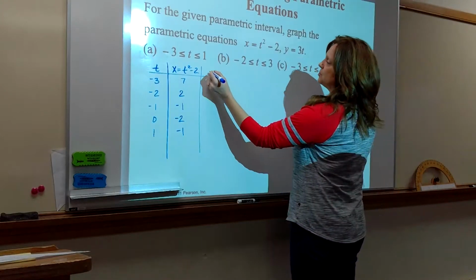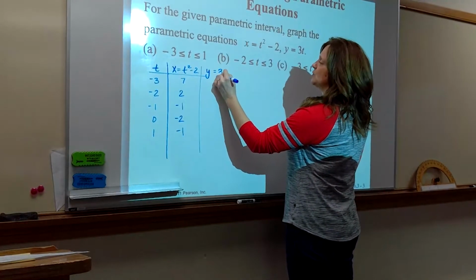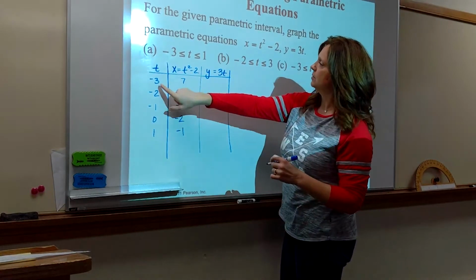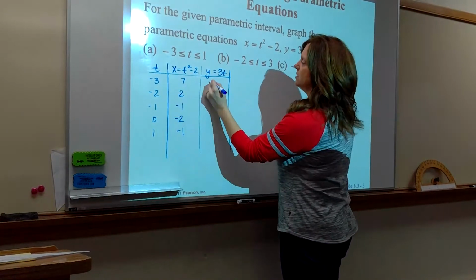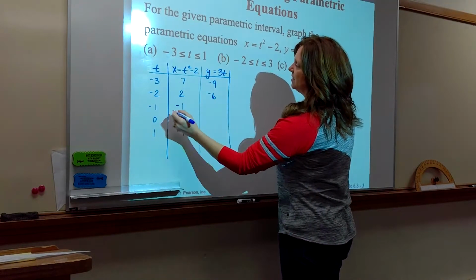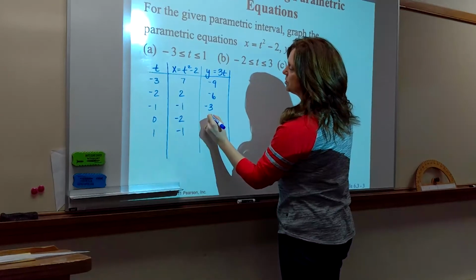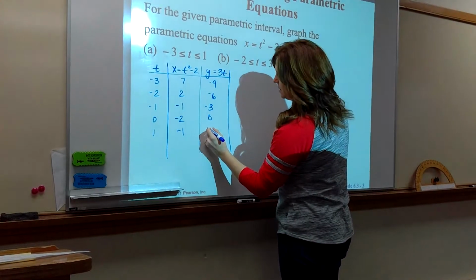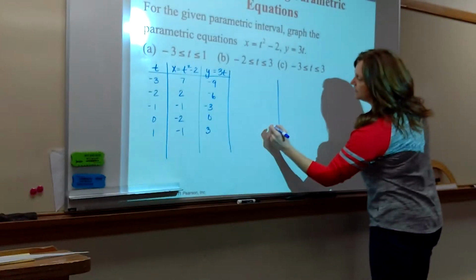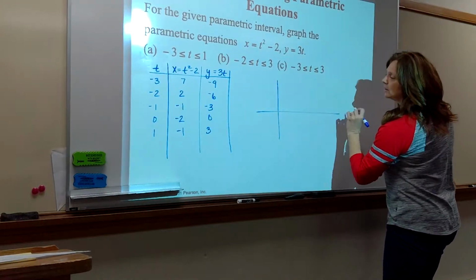The y values will be defined as 3t. So we'll take our -3 and multiply it by 3, -9. -2 times 3, -1 times 3, 0 times 3, and then 1 times 3. Okay, so hopefully I did that correctly. And then we can graph these.